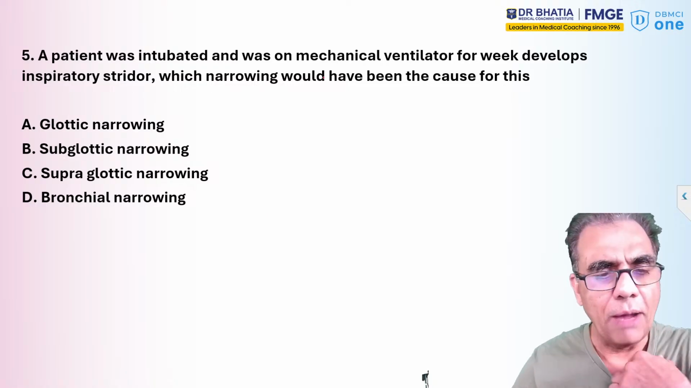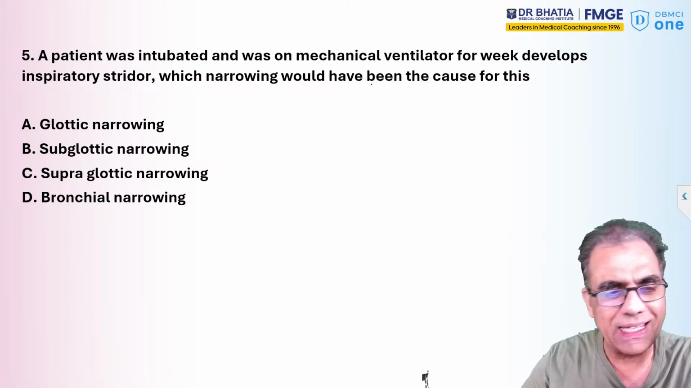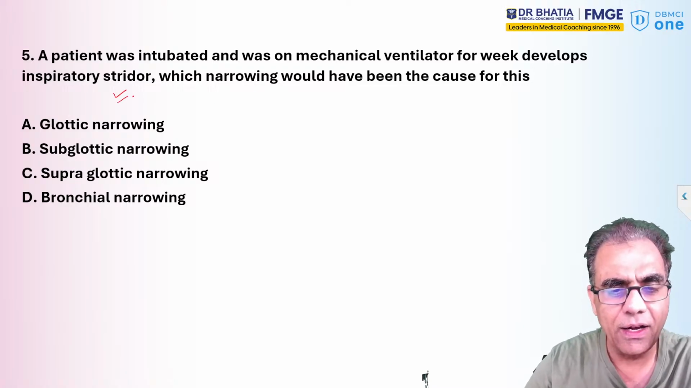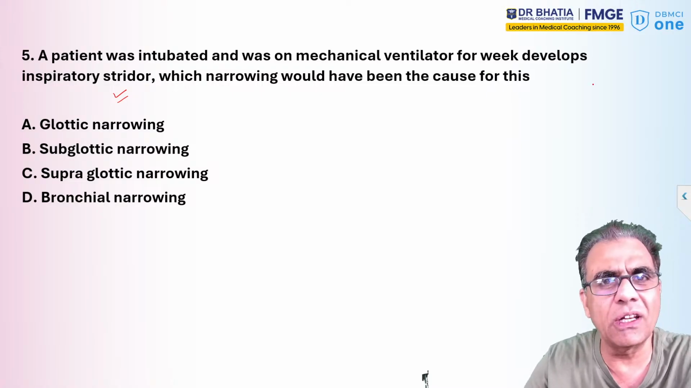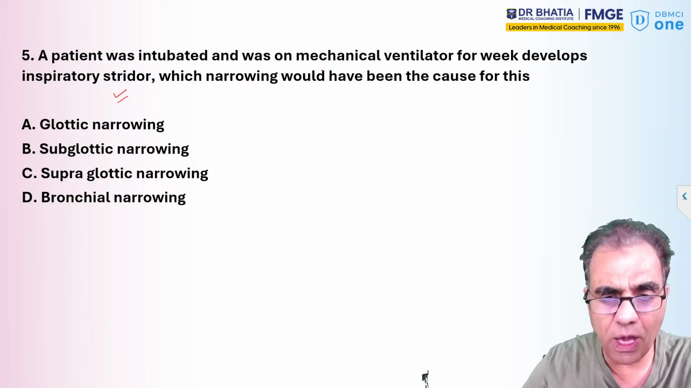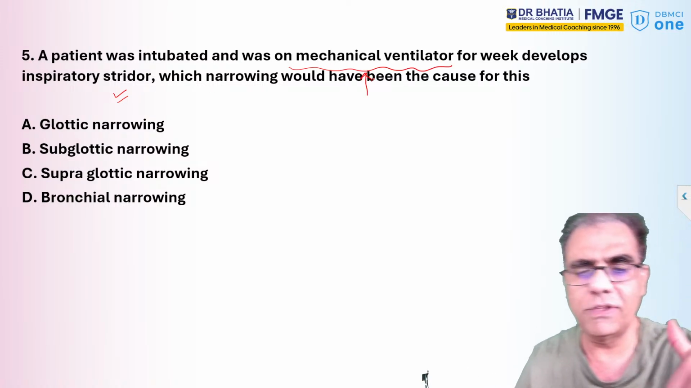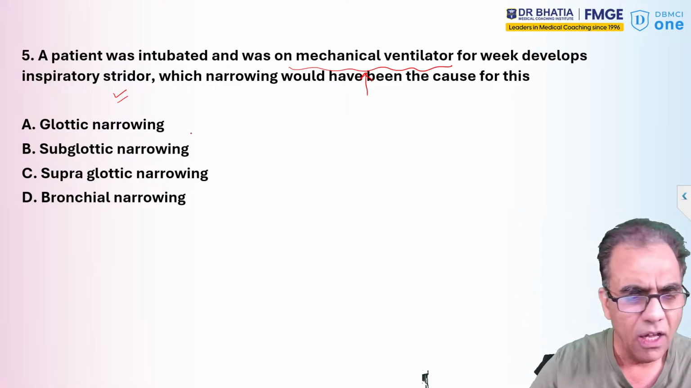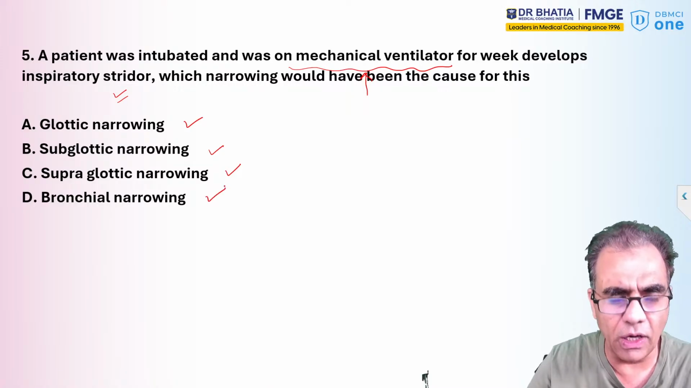Okay. A patient was intubated and was on a mechanical ventilator for weeks, and developed inspiratory stridor. Which narrowing would have been the cause for this? Although it is more or less a physiology question, so maybe it would have been discussed in physiology, since the patient is on a mechanical ventilator, I think they gave this question to me. Glottic narrowing, subglottic narrowing, supraglottic narrowing, bronchial narrowing.